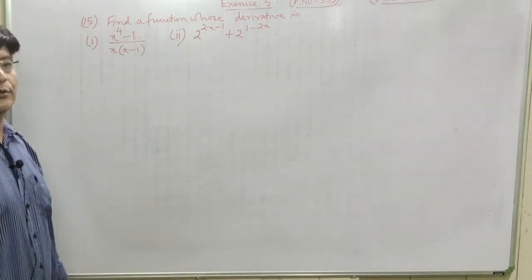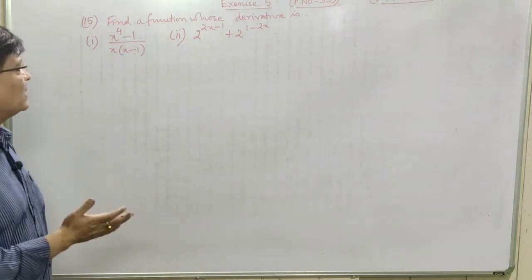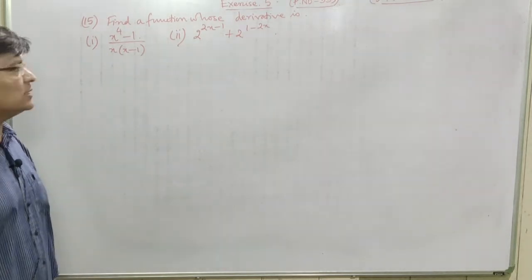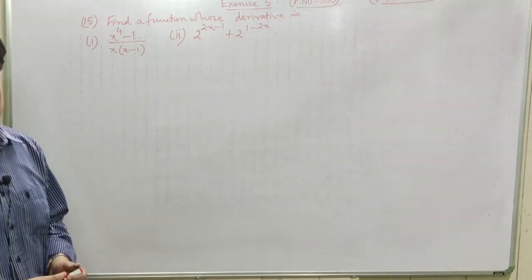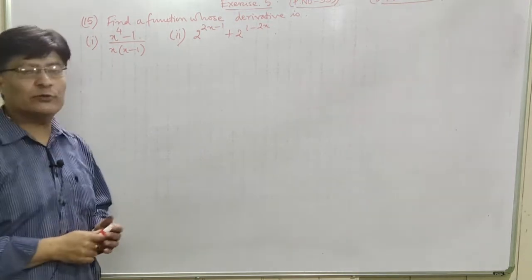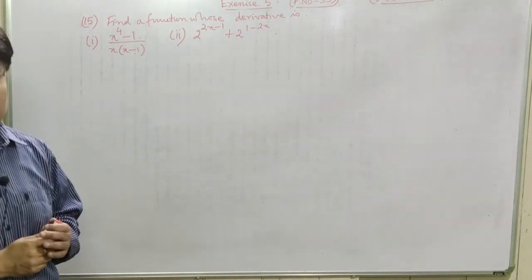So now we'll do the next question, that is question number 15. Find a function whose derivative is number 1, that is (x to the power 4 minus 1) divided by x into (x minus 1). So find a function whose derivative is this one. That means what is to be calculated, what is to be done here.